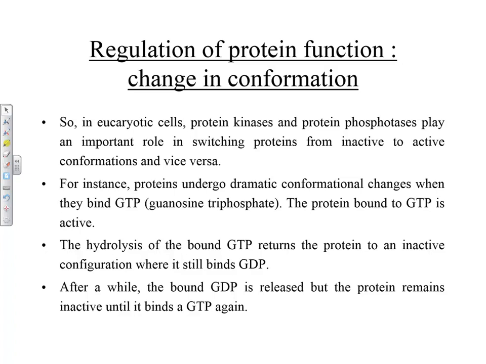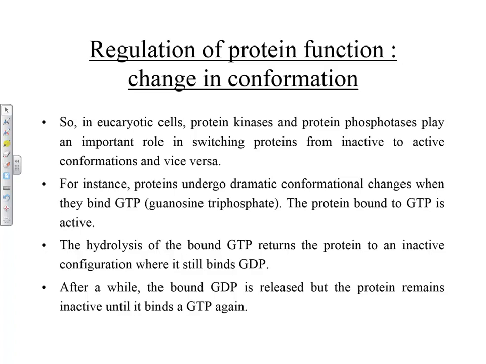So in eukaryotic cells, protein kinases and protein phosphatases play an important role in switching proteins from inactive to active conformations and vice versa. For example, proteins undergo dramatic conformational changes when they bind GTP. Just like you have ATP, there is a GTP, because there is AGCT. GTP is guanosine triphosphate. The protein that is bound to GTP is active. In fact, it is hyperactive. It's like supercharged. It's like a hyperactive kid.